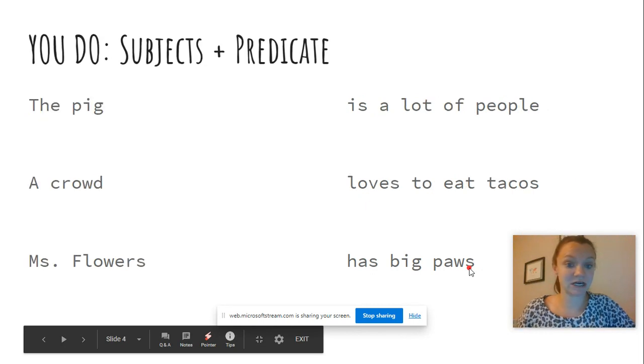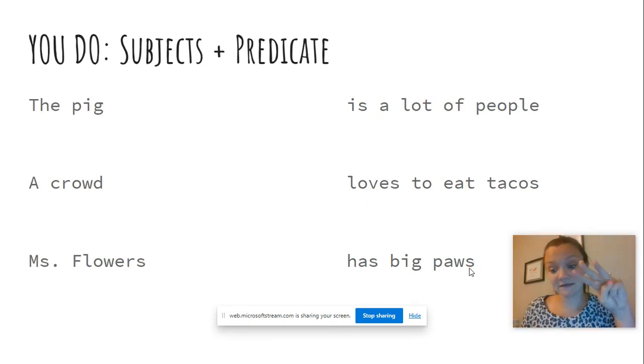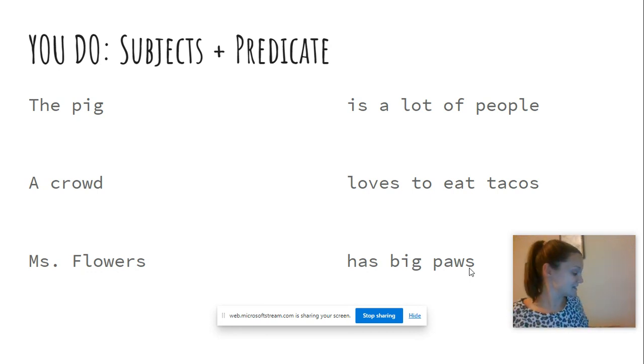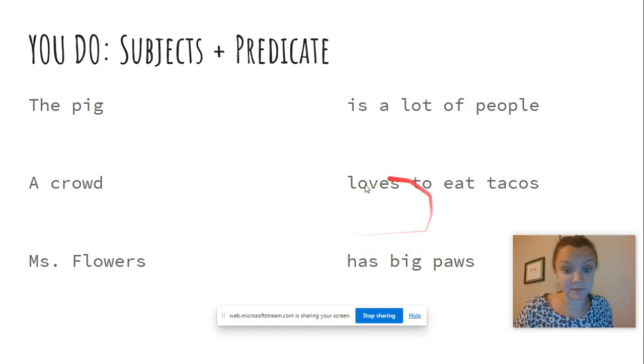Awesome. Now it's your turn. I have three new subjects and three new predicates. You're going to do the exact same thing. What you're going to do is read the subjects and match each with the predicate that makes sense. Once you've done that, you are going to write those complete sentences in your notebook. So show me on your hands, how many complete sentences should you have when you are done? Three, right? We have three subjects, three predicates. We're going to match them and write them. I'm going to read them really quickly, and then it's your turn to finish.